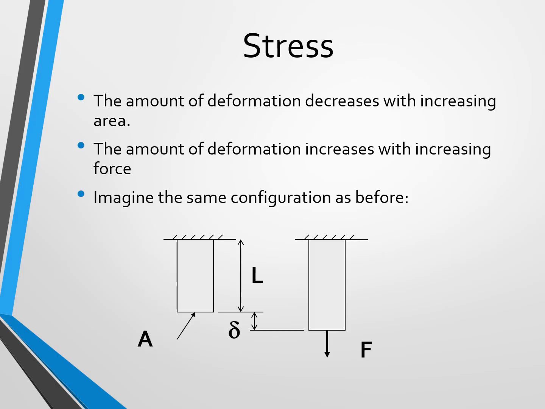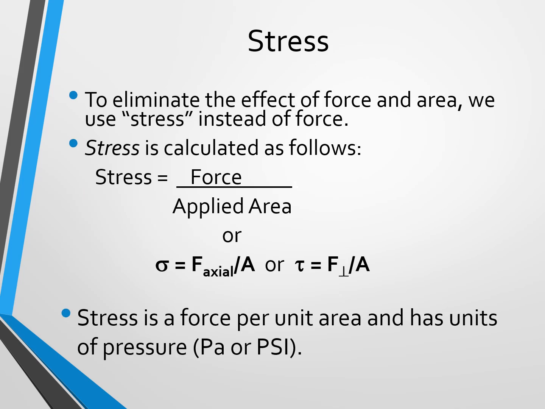Deformation is also influenced by the cross-sectional area. Remember that if the cross-sectional area is doubled, the deformation is cut in half. On the flip side, if the applied force is doubled, the deformation is increased by 2 times for the same cross-sectional area. So in order to eliminate the effect of force and area when describing a material, we use stress. And stress is the applied load divided by the cross-sectional area.